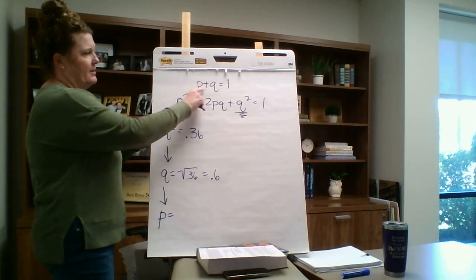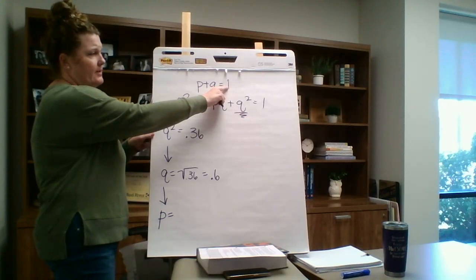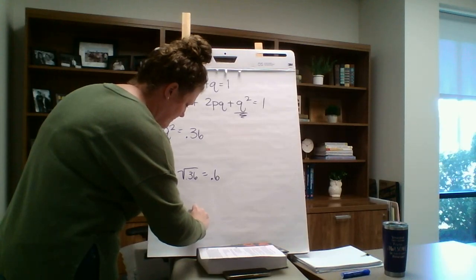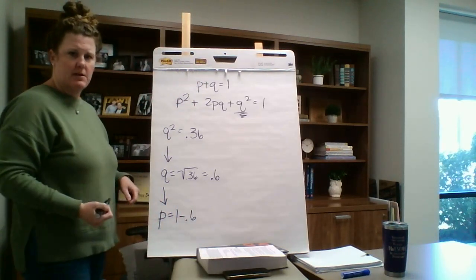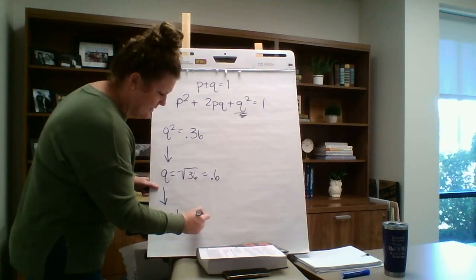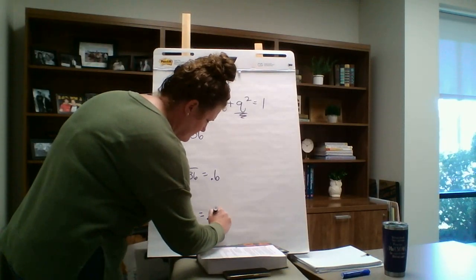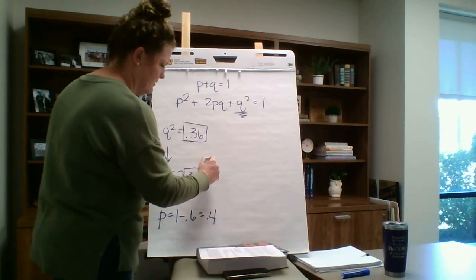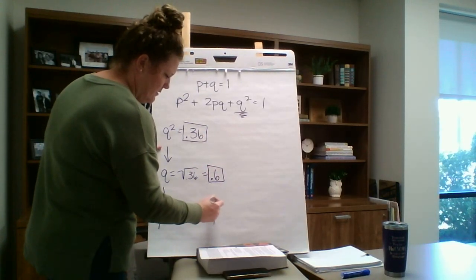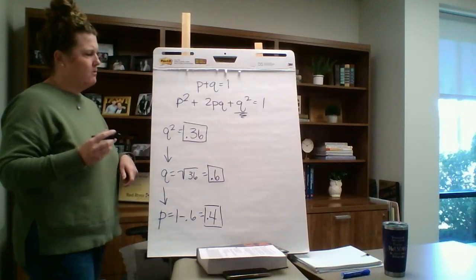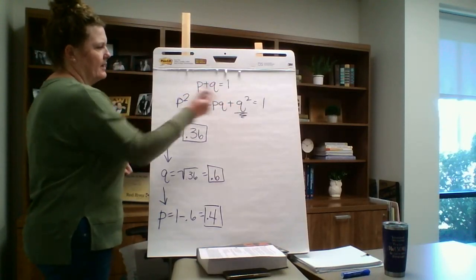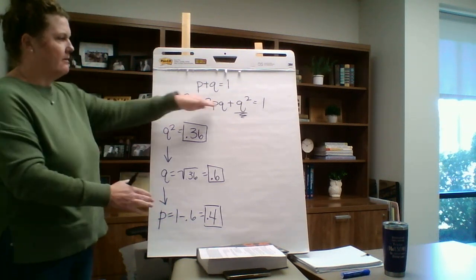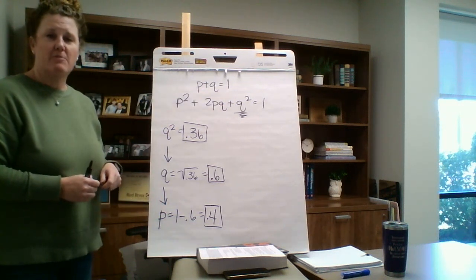And the way I find P is I say, okay, if these two are equal to 1, then I just need to do some subtracting. So 1 minus Q is going to give me P. So P is going to be equal to 0.4. So there's one of my answers. So far we have solved for P, Q, and Q squared. Okay? So now from P, I can complete all of my variables.